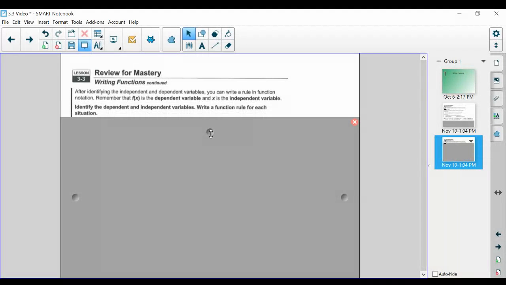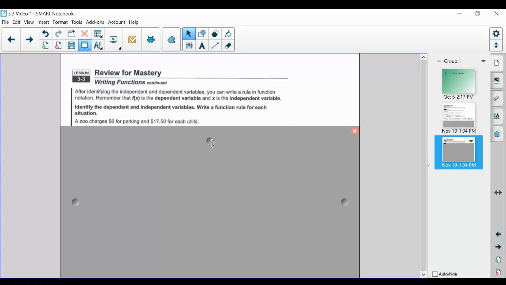So let's identify the dependent and independent variables, and then we're going to write a function rule for each situation. It says that a zoo charges $6 for parking and $17.50 for each child. We want to first identify the dependent and the independent variables. So what are we looking at?